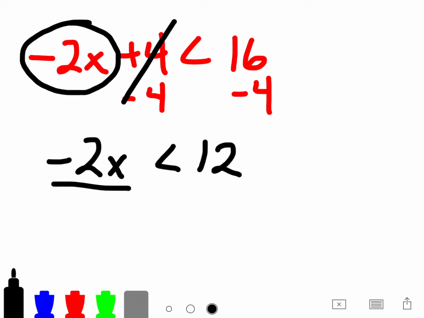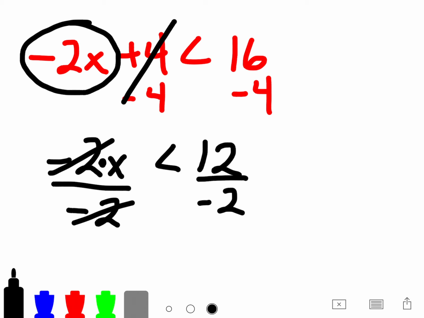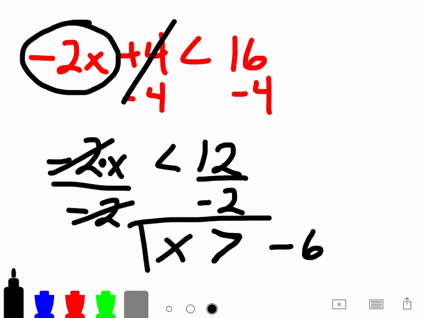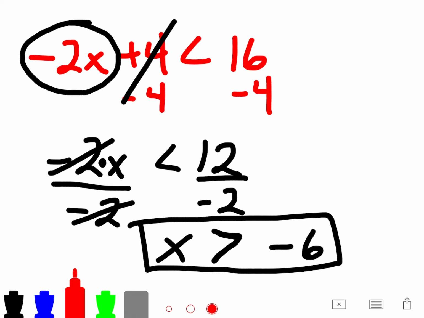What's the next step? We're going to divide by negative 2, because between the negative 2 and the x, that's multiplication. So we're going to divide instead. And these cancel out. And so x and negative 6 are on either side of each other. Did we multiply or divide by a negative? You betcha. So x is greater than negative 6. See that? We changed the sign. Why? Because we multiplied or divided by a negative.